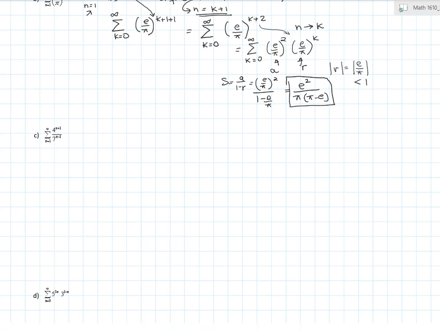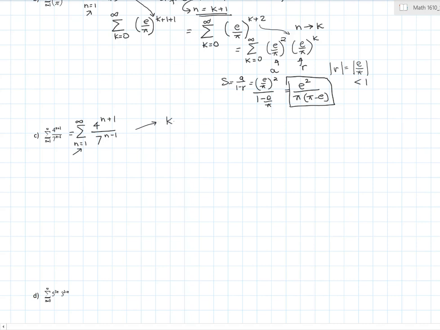So continuing with examples of geometric series, let's consider another example. So let me rewrite this. This is the summation n from 1 to infinity of 4 raised to the power n plus 1 over 7 raised to the power n minus 1. So the first thing to notice is that we have to make this start from 0. So again, we have to change the index of summation.